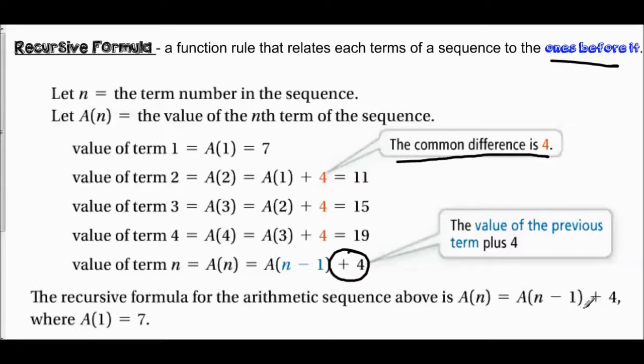The only thing in that which is actually specific to this pattern is the plus 4. The rest of it is generic. It's going to say a of n equals a of n minus 1 every time, and then you're going to have the common difference. But to do that, they also have to give you the starting point. They also have to tell you what the first term is. A of 1 equals 7.